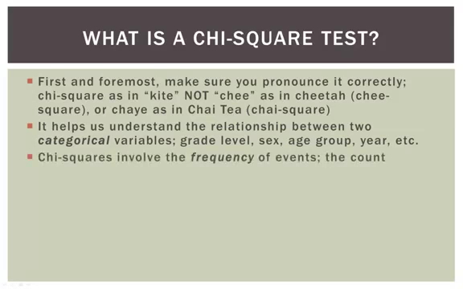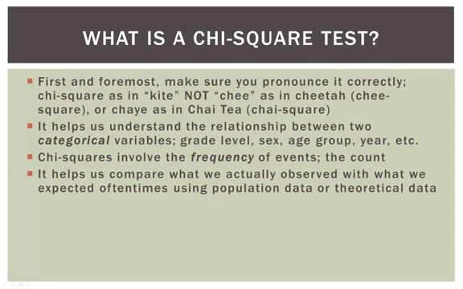Now, chi-squares involve the frequency of events, or the count. So we're only dealing with counting things. We are counting members of these categories. We're not dealing in percents. We're not dealing in anything like that. We're dealing in frequencies, counting.